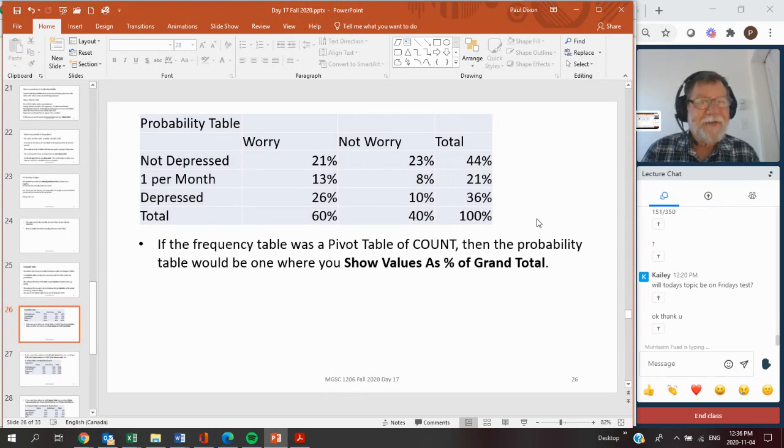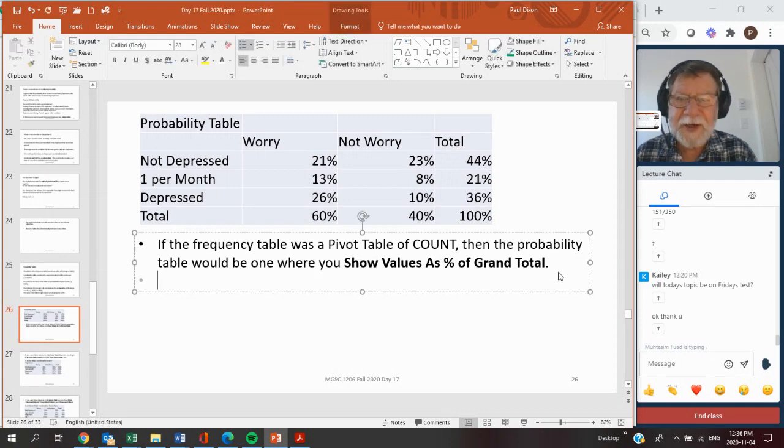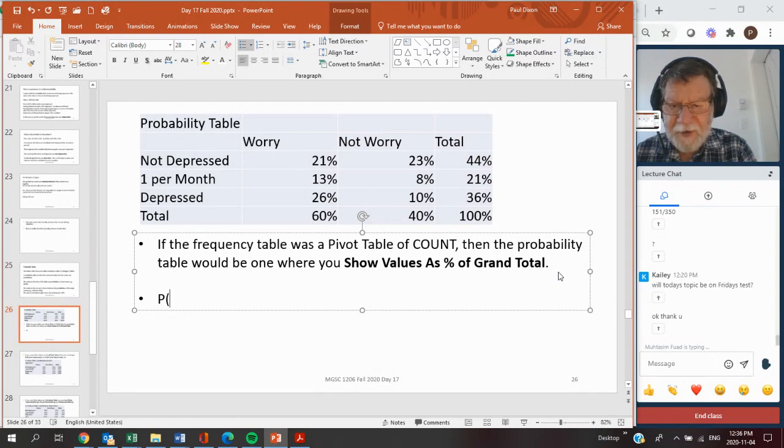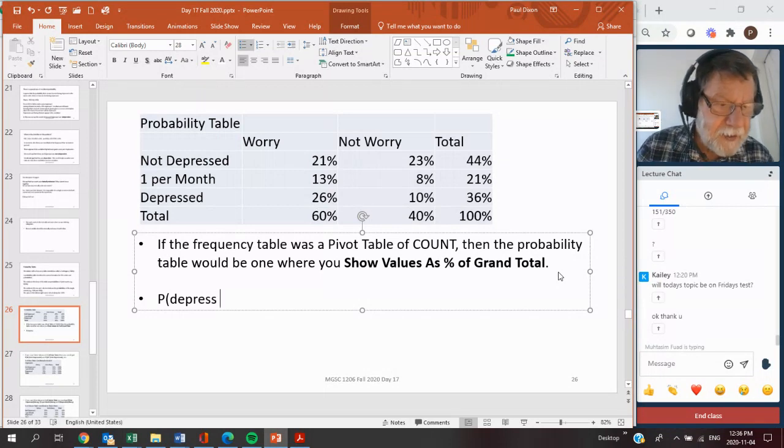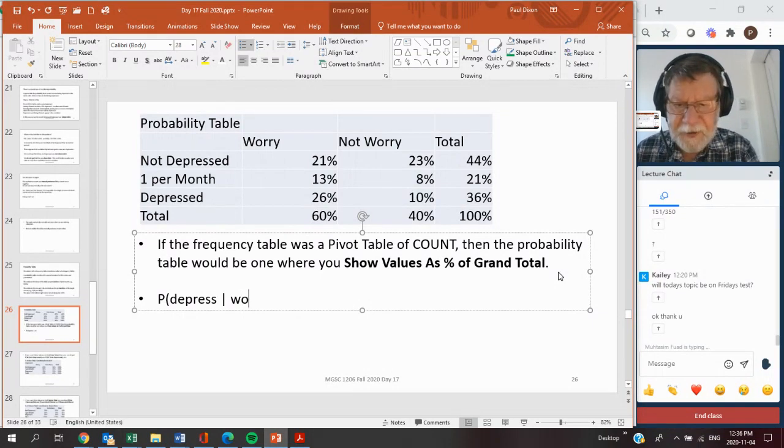I don't use them often, and many students, when given this, if I asked you the question, oh, since I'm in PowerPoint, I can type on this. Suppose I ask you the question, what is the probability of being depressed given you worry?